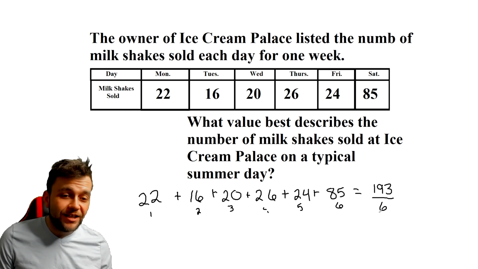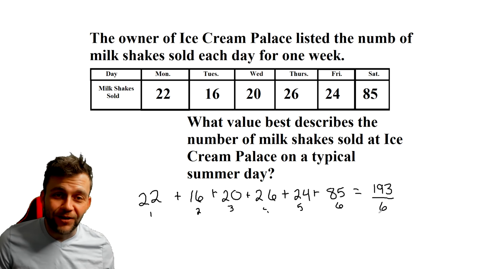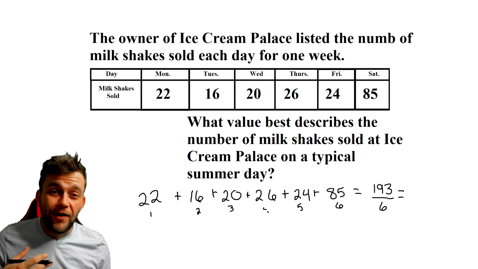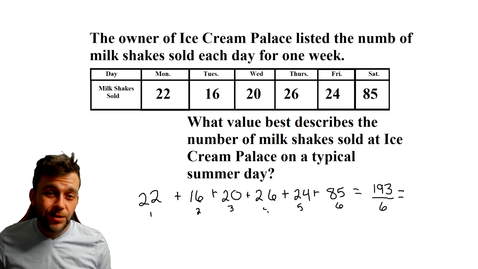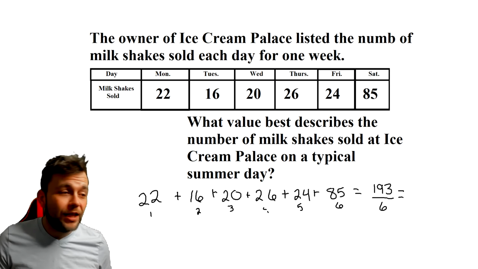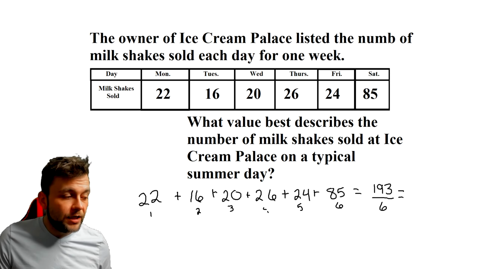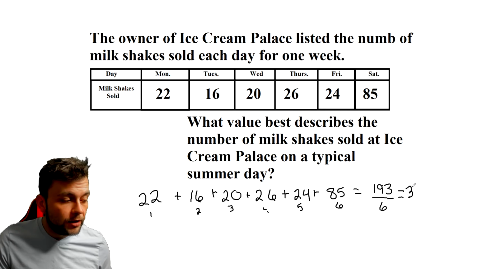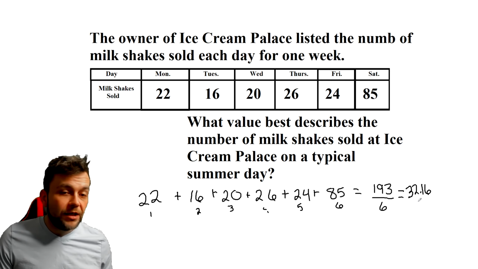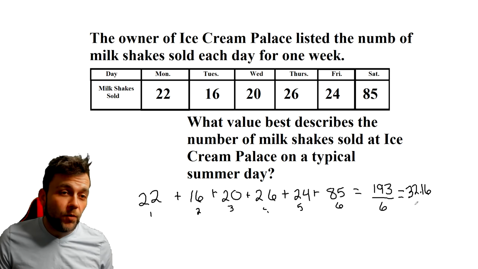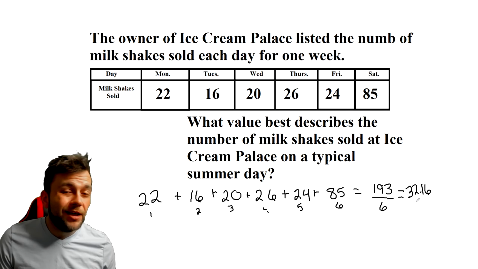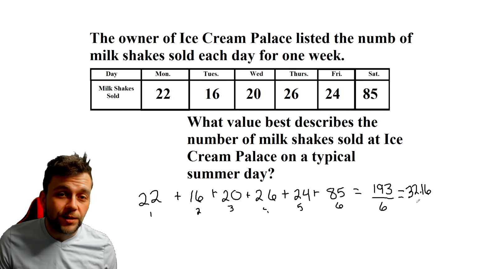Give me 1 second. I actually need a calculator on this one. So, after consulting my favorite consultant, Siri, I have figured out that the answer to this, 193 divided by 6, is 32.16. So, the mean value, the average value of milkshakes sold on a typical summer day is 32.16 milkshakes.